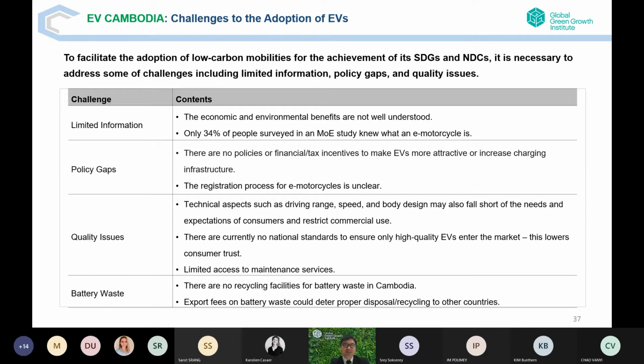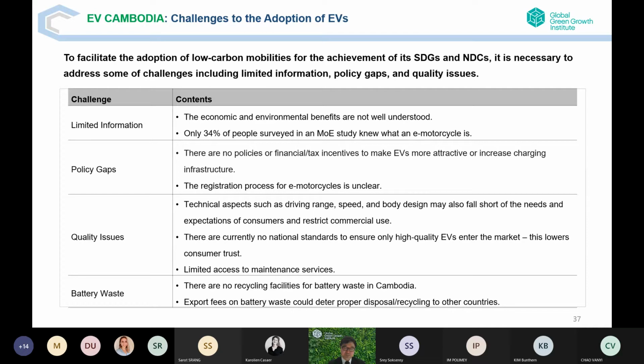And policy gap: there are no policies on finances or tax incentives to make electric mobility more attractive in the transport sector, and the registration process for e-motorcycles is unclear. So we need to set up a clearer and more strategic policy and regulation framework for the government. And quality issue: many people think technical aspects such as driving range, speed, and body design may fall short of the needs and expectations of consumers and restrict commercial use. There are currently no national standards to ensure that only high quality electric mobility enters the market.